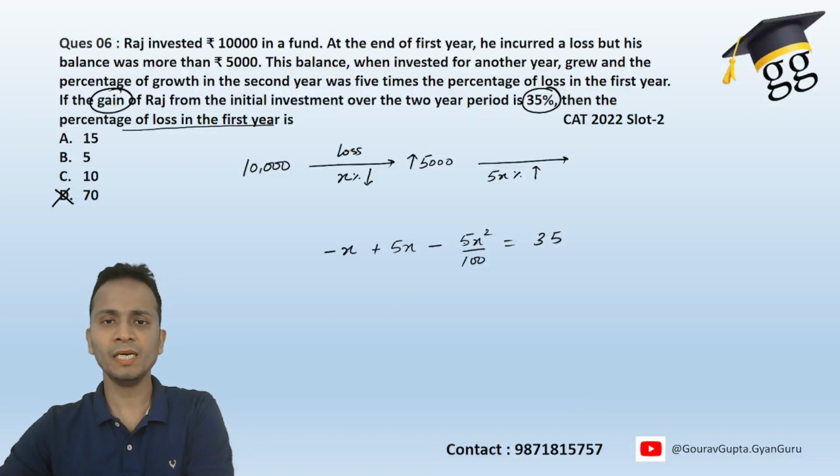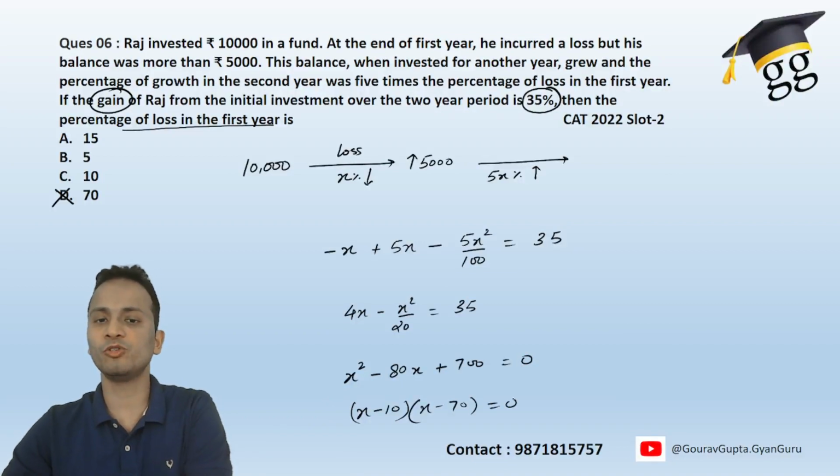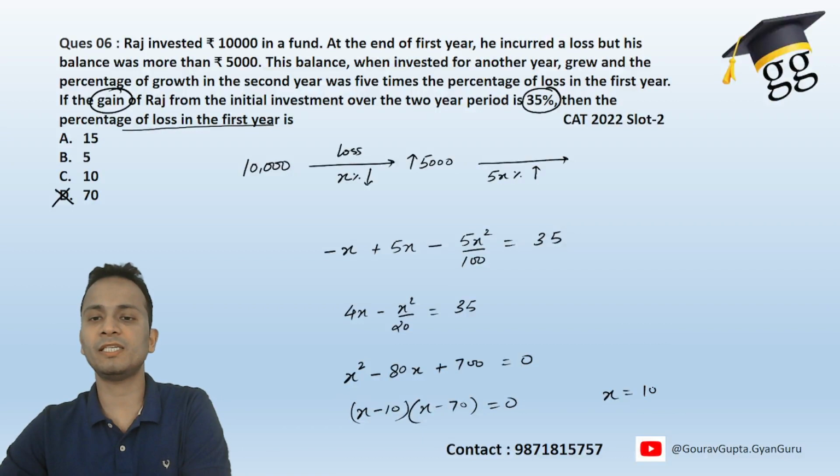Okay. Now simplifying this, 4x minus x square upon 20 is equal to 35, and you can say that x square minus 80x plus 700 is equal to 0. From here you can factorize it. X minus 10 into x minus 70 is equal to 0. So the values of x can be 10% or 70%.